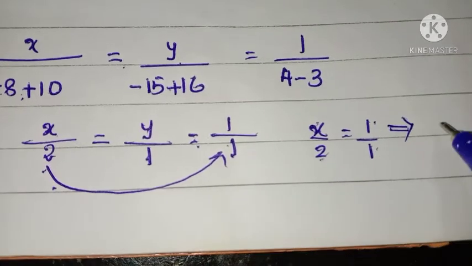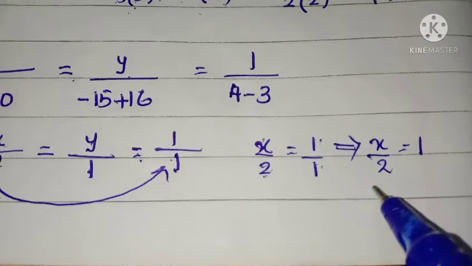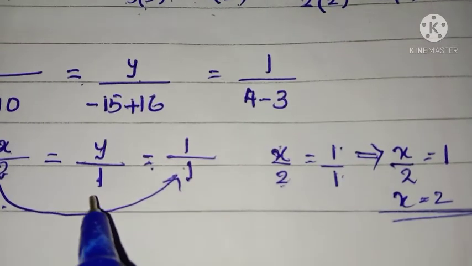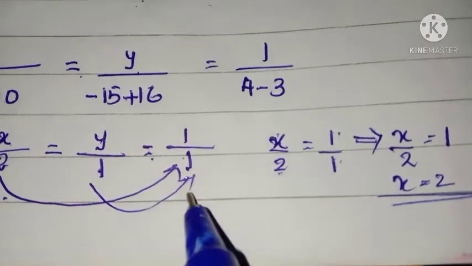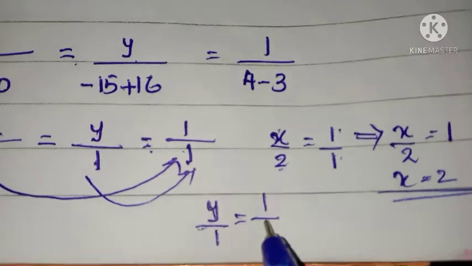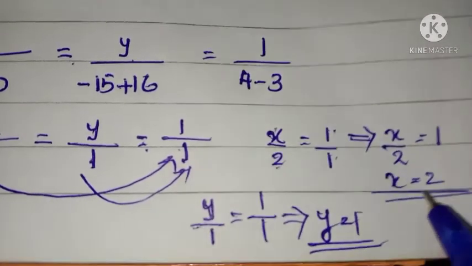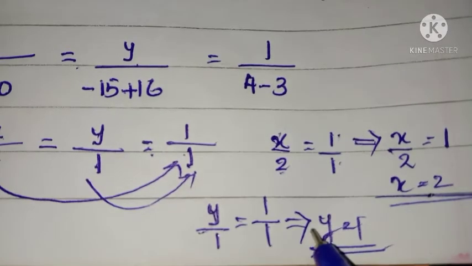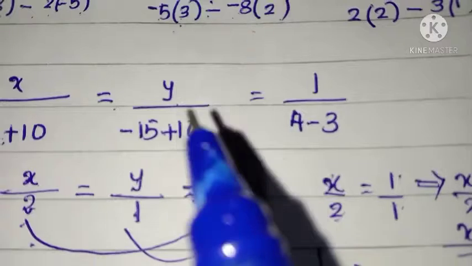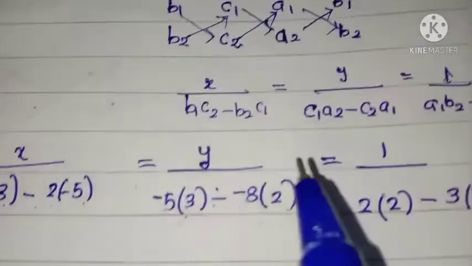x by 2 is equal to 1 by 1 means x by 2 is equal to 1, or x equal to 2. Okay. If we equate these two fractions, y by 1 equal to 1 by 1 implies y equal to 1. So x equal to 2 and y equal to 1 is the solution of the given pair of equations. Okay. So this is the method of cross multiplication.